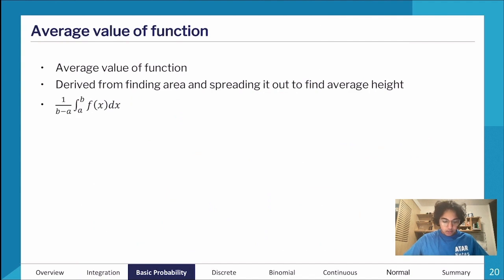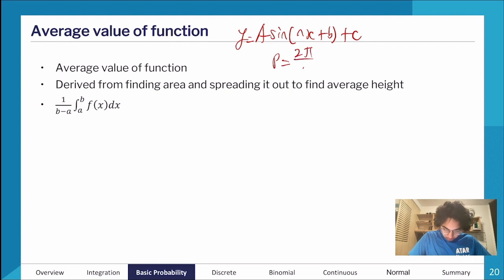Okay. Another application of an integral is to find the average value of a function. You might have heard the term average value pop up with sine and cosine functions. So if I have a sine or cosine function that looks a bit like this, a lot of you already know that the period is equal to 2 pi on n. The amplitude is a, and the plus c is what we call the center, or it's also known as the average value of the function.